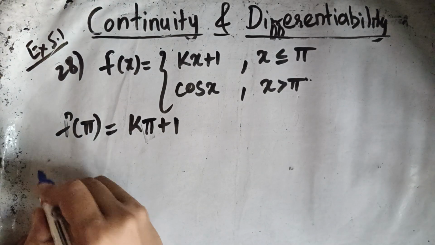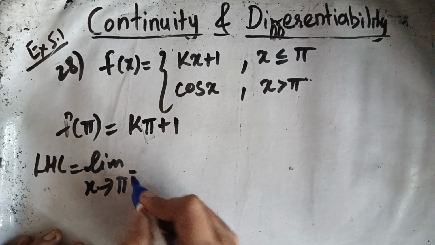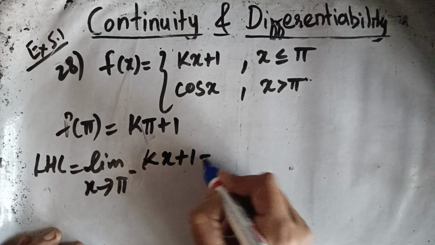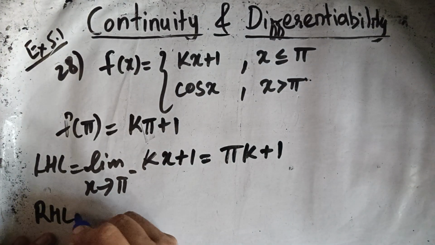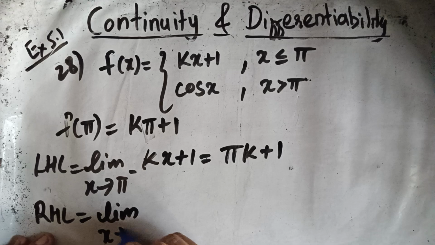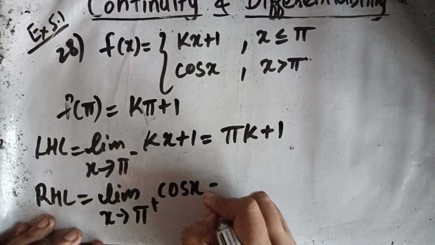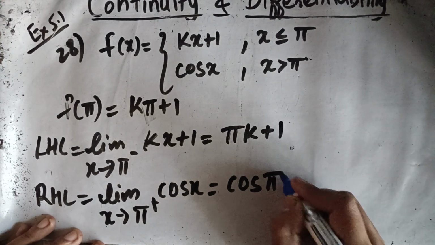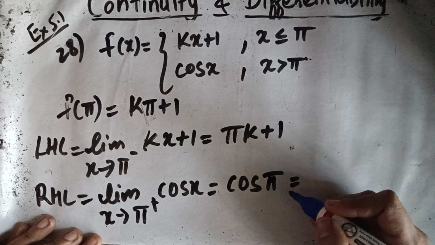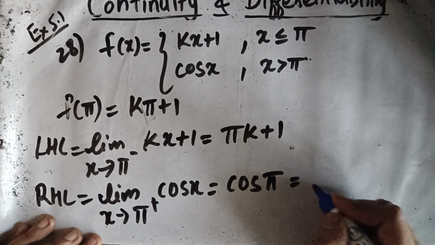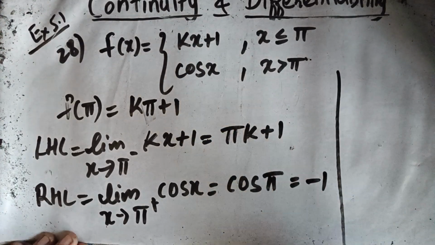Then for left hand limit, as x tends to pi minus, kx plus 1, so pi k plus 1. And RHL is limit as x tends to pi plus of cos of x. So cos pi, which is minus 1, cos of 180.